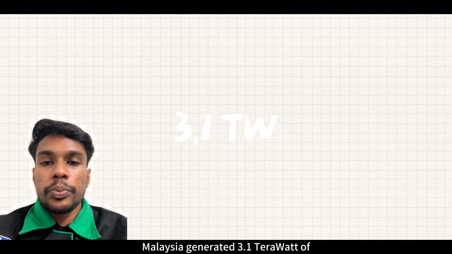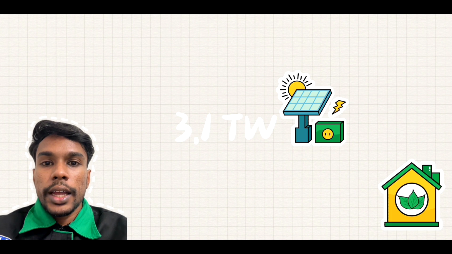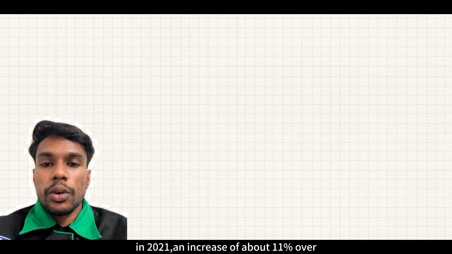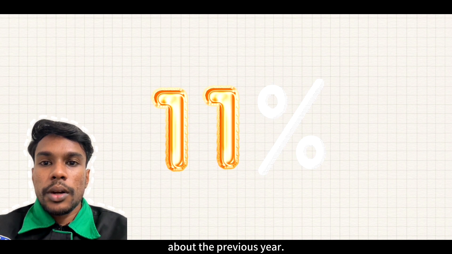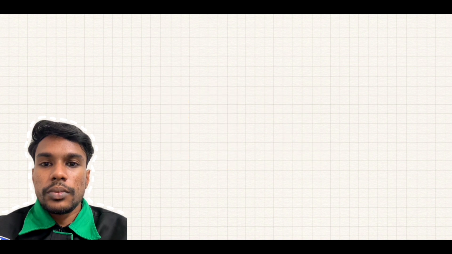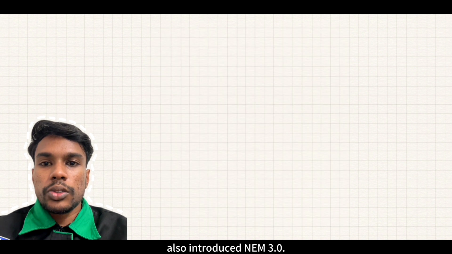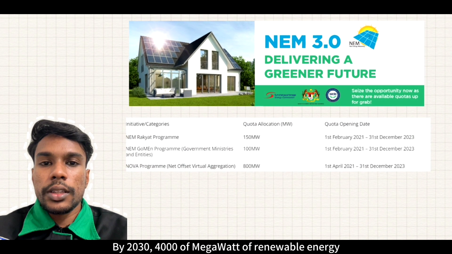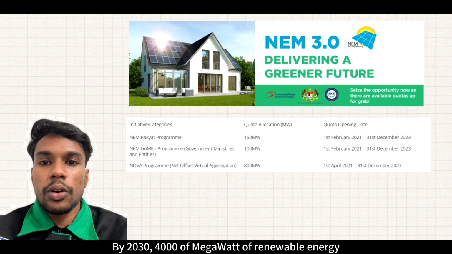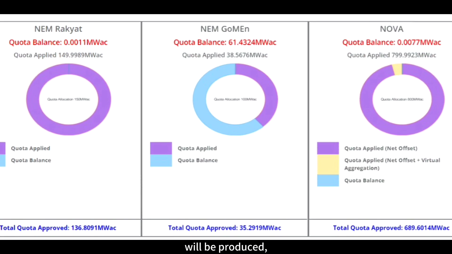Malaysia generated 3.1 terawatts of energy from renewable sources in 2021, an increase of about 11% over the previous year. The Sustainable Energy Development Authority (SEDA) also introduced NEM 3.0. By 2030, 4,000 megawatts of renewable energy will be produced, according to Malaysia's renewable energy policy.